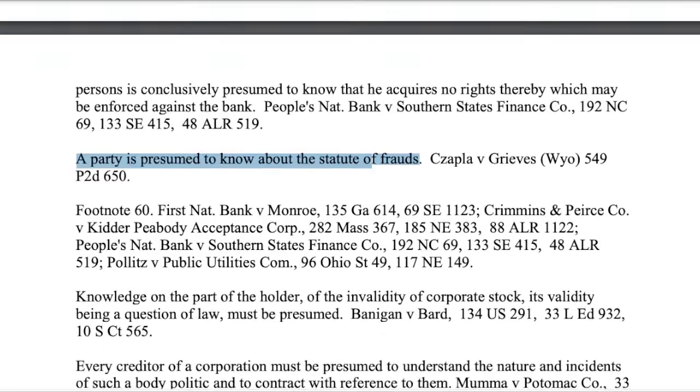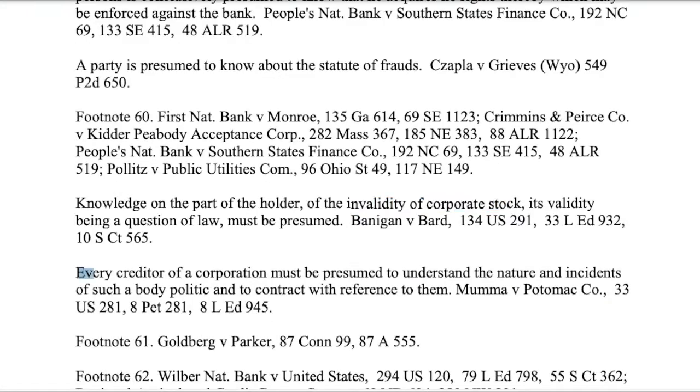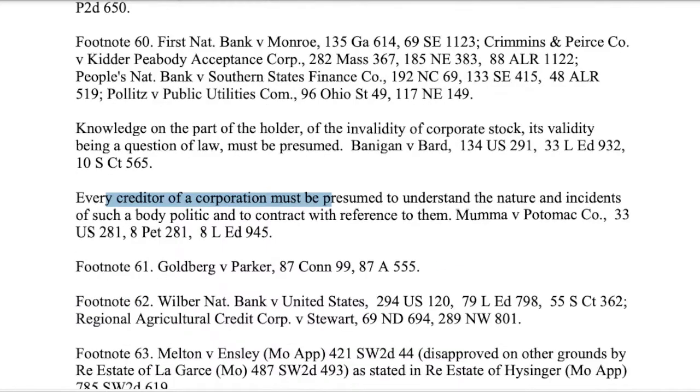Knowledge on the part of the holder. So here's another banking one, it seems here, or a stock. Okay, here we go. Knowledge on the part of the holder of the invalidity of corporate stock. Its validity being a question of law must be presumed. Wow. Every creditor of a corporation must be presumed to understand the nature and incidence of such a body politic and to contract with reference to them. Interesting there too.